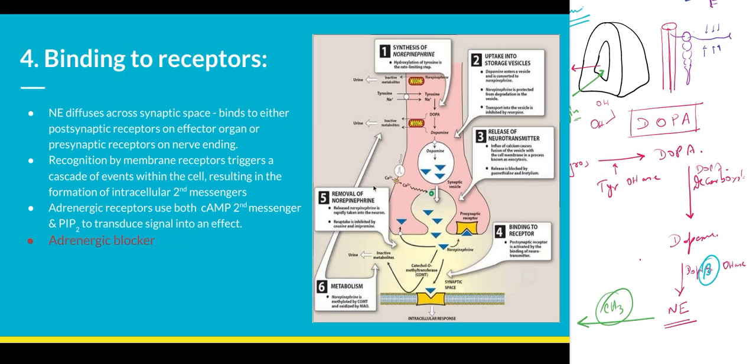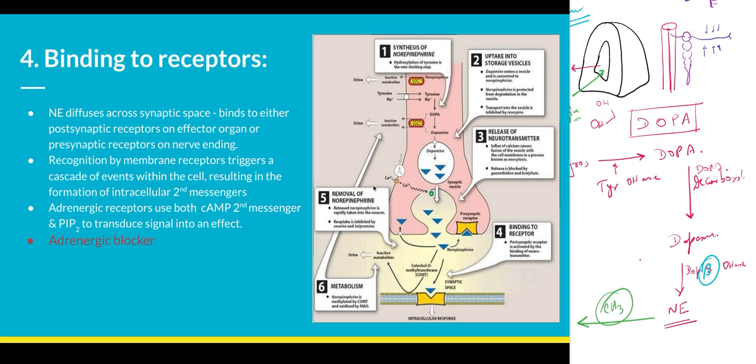Now the next step is that they have to bind to the receptor. So if we talk about how they bind, definitely now it is pretty simple: this norepinephrine will be released. Where are they released? They are released into that area called the cleft. It is called a synaptic cleft. So they are released to the synaptic cleft, they will diffuse, and finally they will bind to the postsynaptic receptor.